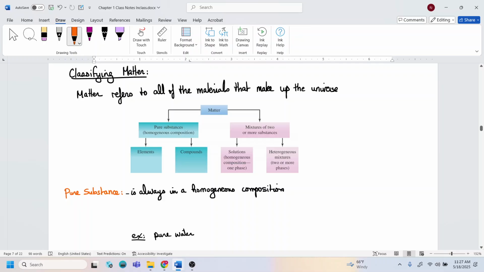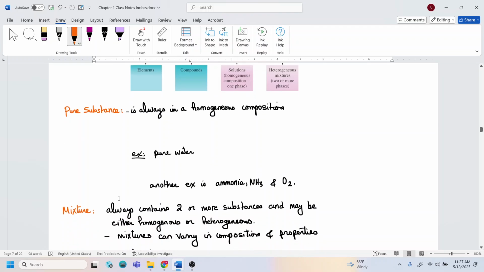Classification of matter. Matter refers to all kinds of materials that make up the universe. And matter is classified into pure substances and mixtures of 2 or more substances. If we consider pure substances, they are always homogeneous in composition. A pure substance has a constant composition and a fixed set of chemical and physical properties.